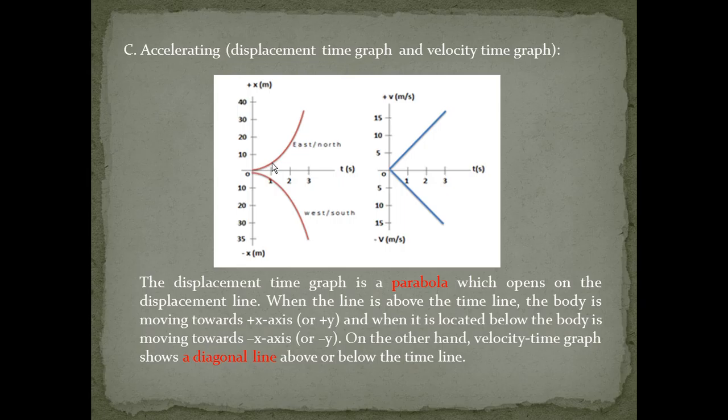downward. Now, for the velocity versus time graph, the representation of uniformly accelerated motion is a straight diagonal line sloping upward for the positive sense of the acceleration, sloping downward for the negative sense of the acceleration. Okay, so the displacement time graph is a parabola which opens on the displacement line. When the line is above the timeline, the body is moving towards the positive x or positive y. When it is located below, the body is moving towards negative x or negative y. On the other hand, the velocity versus time graph shows a diagonal line above or below the timeline.